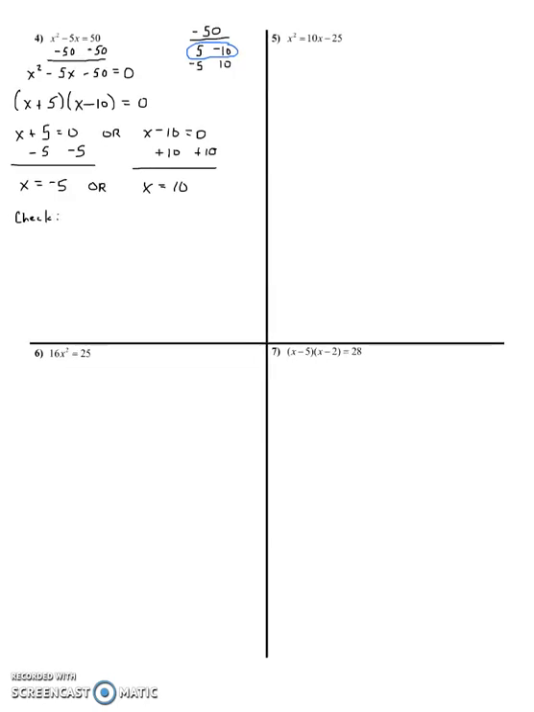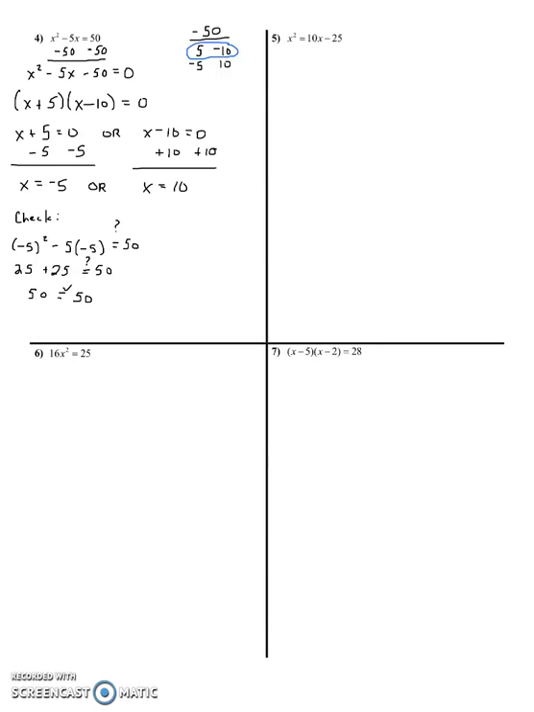So if we go back to our original equation and we put in negative 5 squared minus 5 times a negative 5, and we want to know if that equals 50. So negative 5 squared is 25. Negative 5 times negative 5 is plus 25. And does that equal 50? Well, yes, it does. So negative 5 works. I will leave it to you to check to see if 10 works.